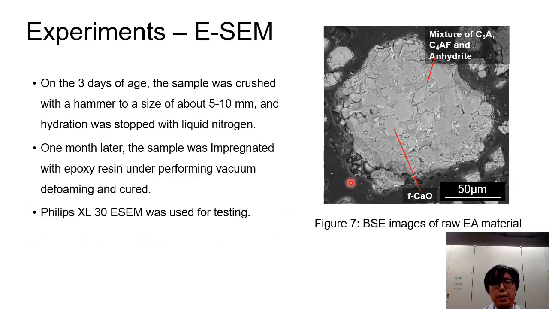And this is a backscattered electron image of the expansive additive particle. The main mineral is free lime, and this is free lime, and the gap between free lime is filled with a mixture of C3A, C4AF, and anhydrous gypsum.